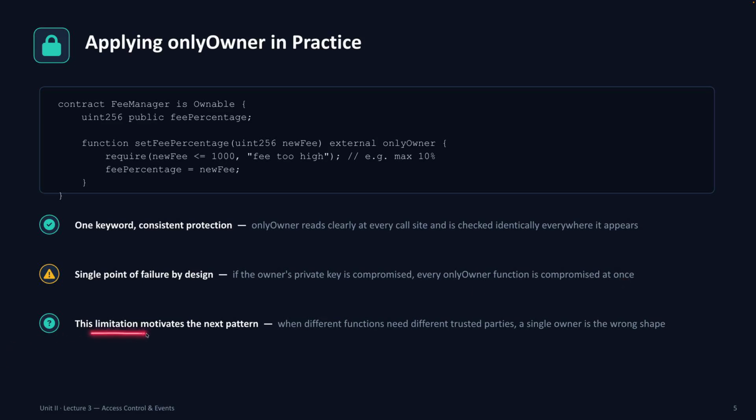Now, this limitation motivates the next pattern. What happens when different functions need different trusted parties? A single owner is the wrong shape, right? We discussed the Ownable pattern, the onlyOwner modifier, then the single point of failure, that is, if the owner's private key gets compromised, every function that is governed by the onlyOwner modifier gets compromised. This limitation motivates us for the next pattern, which is our role-based access control pattern.